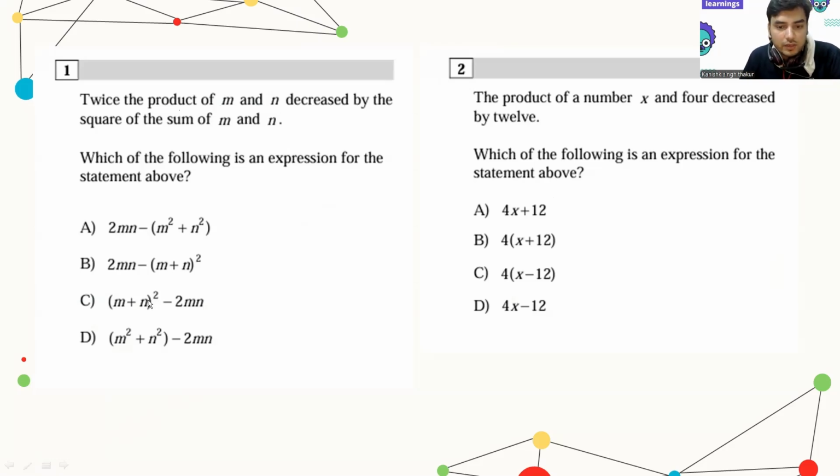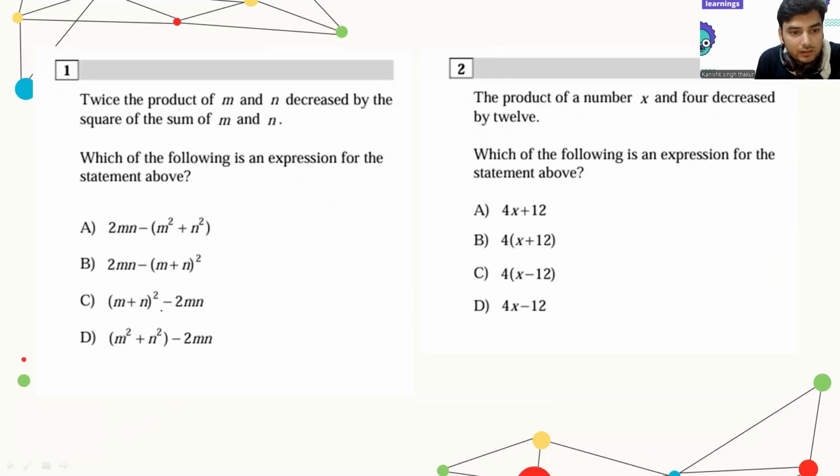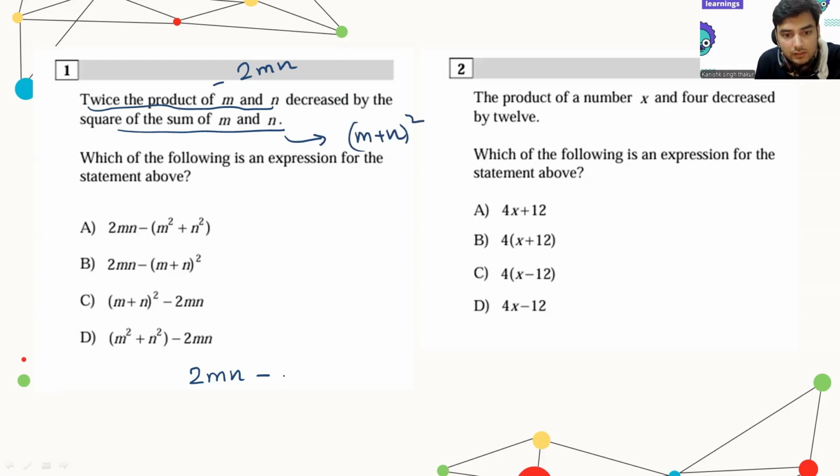So what it is: twice the product of mn decreased by the square of m and n. Twice the product of mn, you'll be writing this as 2mn. This thing you are decreasing by the square of m and n, so (m plus n) whole squared will decrease, right? So 2mn take away (m plus n) whole squared. What would be your answer? This would be your answer, right?